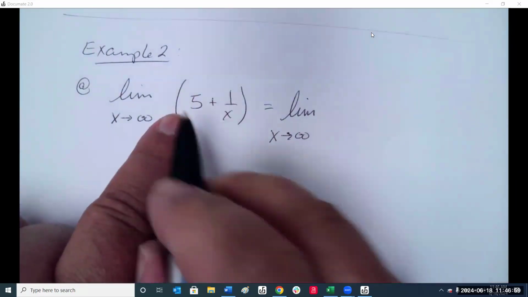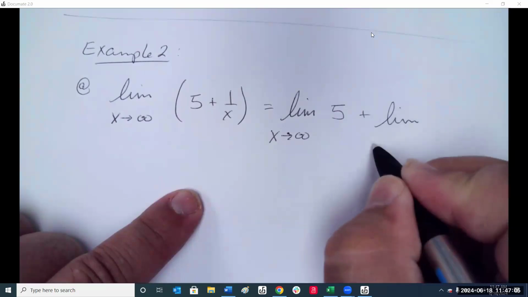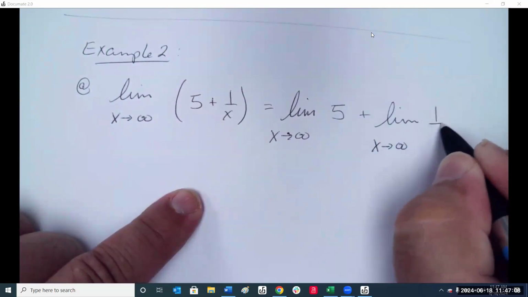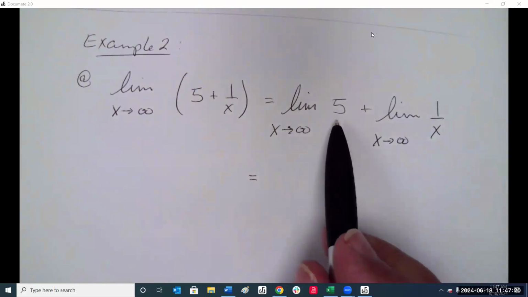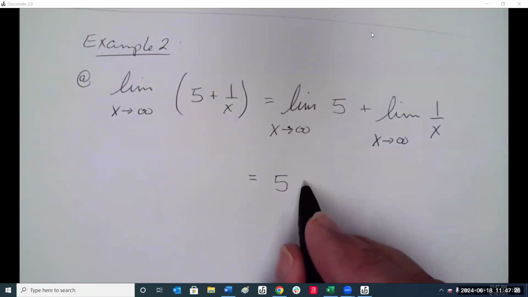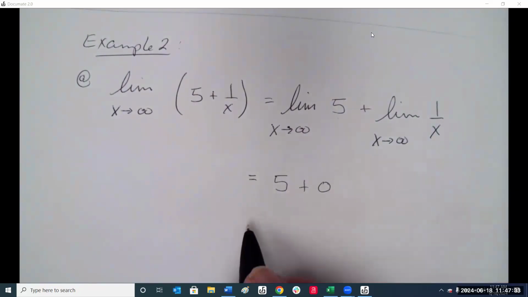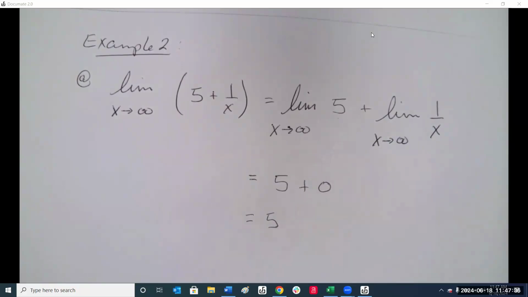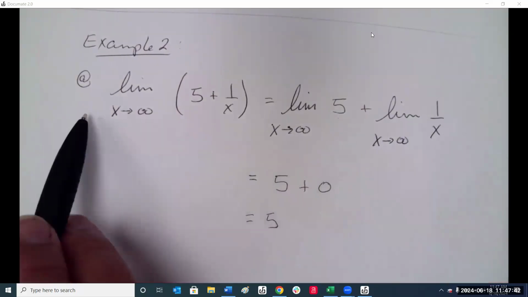So because of the 5 plus 1 over x, we use a sum rule. So the limit of a constant is that constant. The limit as x approaches infinity of 1 over x, we just saw that equals 0. So the answer is 5. This whole limit equals 5.